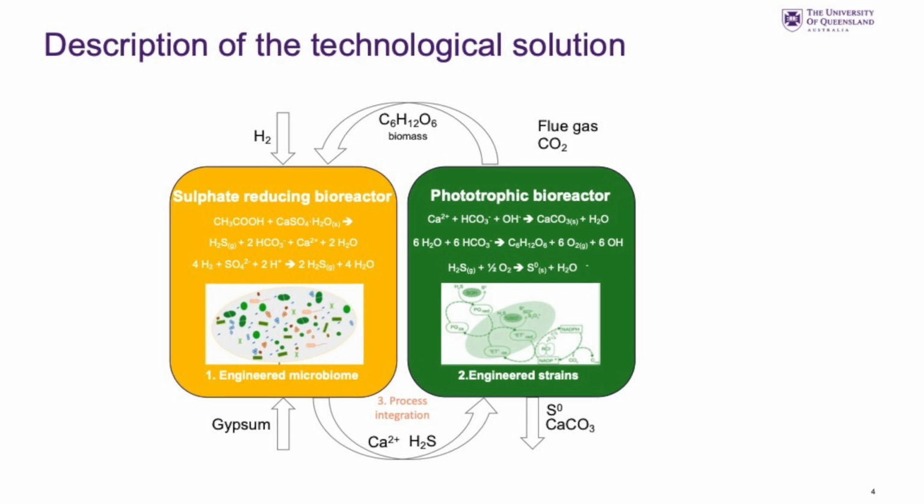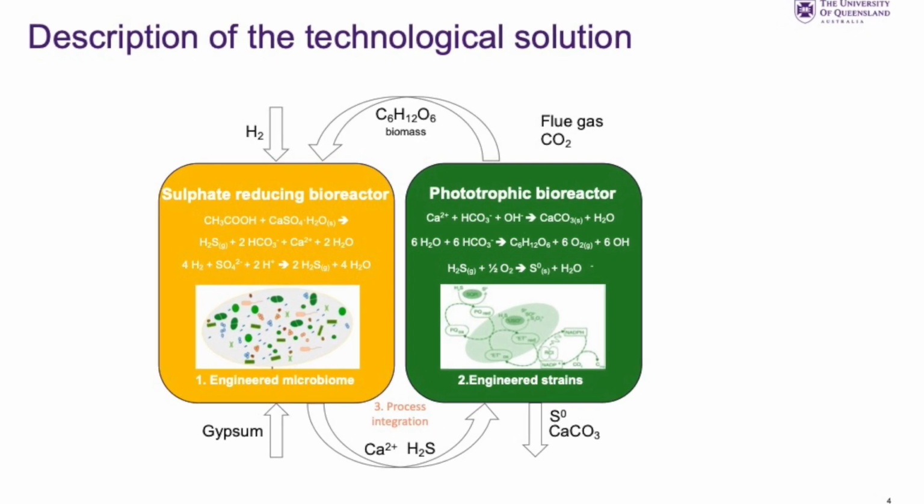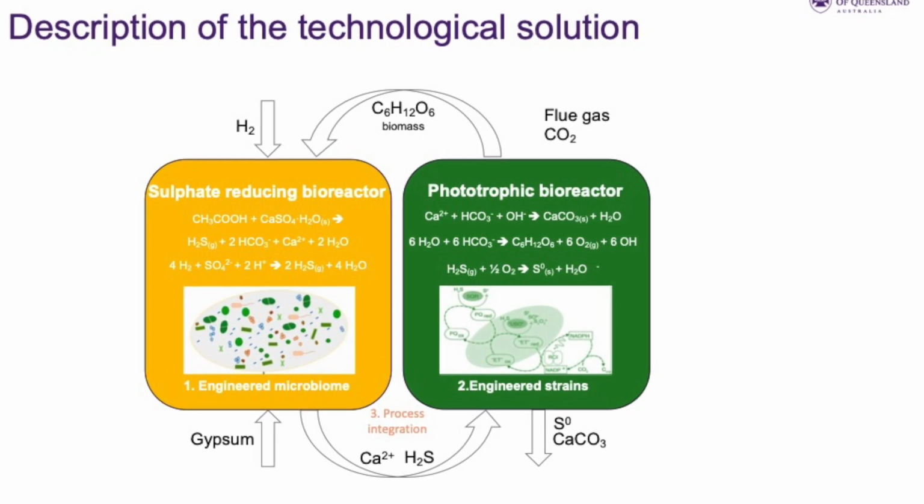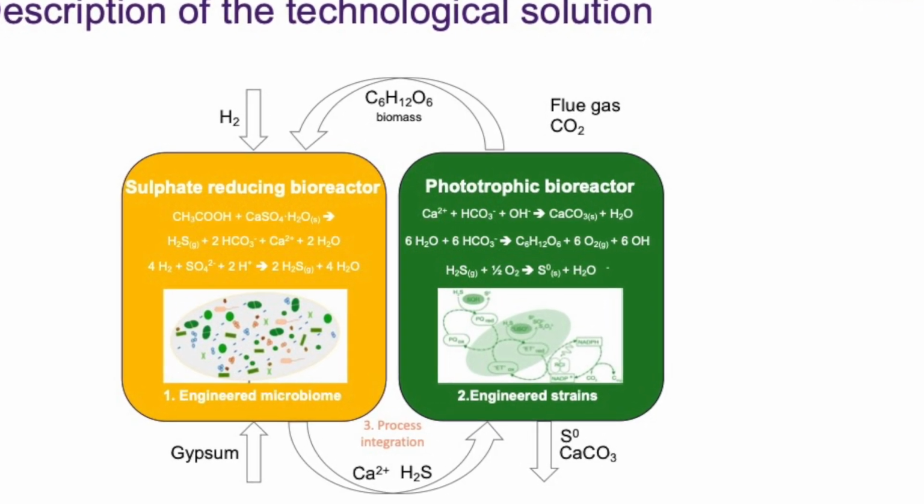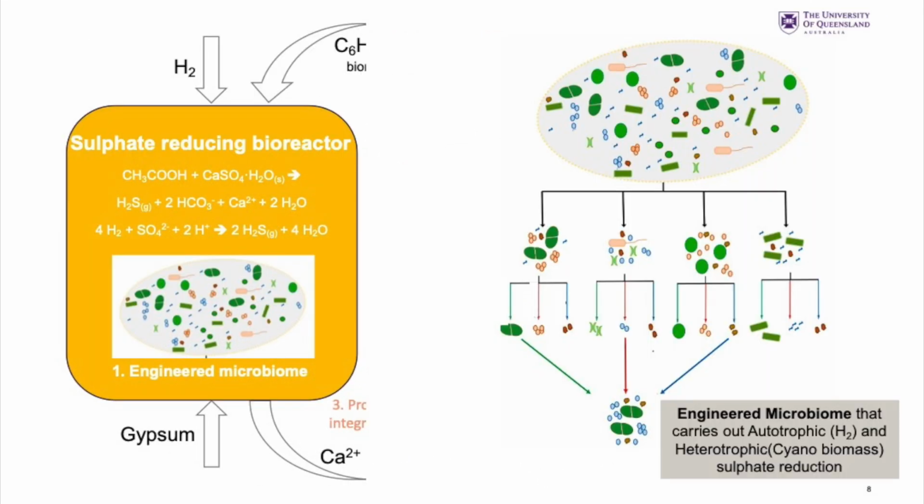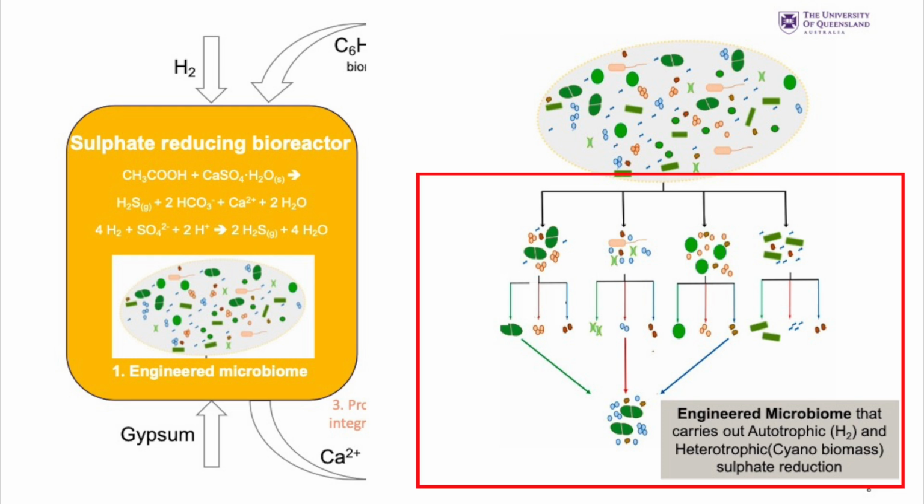So here is where we come up with an idea. Why don't we integrate both processes, the phototrophic bioreactor and the sulfur-reducing bioreactor? So this is where the innovation lies in the project. We want to develop a microbiome that contains autotrophic sulfur-reducing bacteria and heterotrophic sulfur-reducing bacteria.